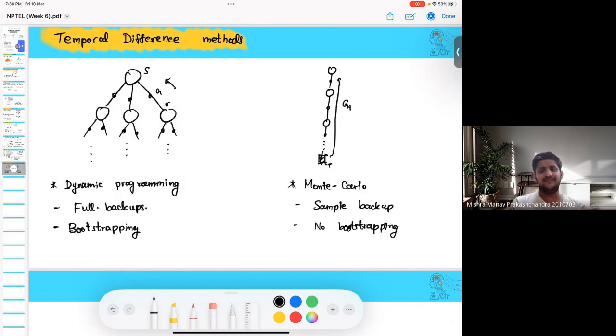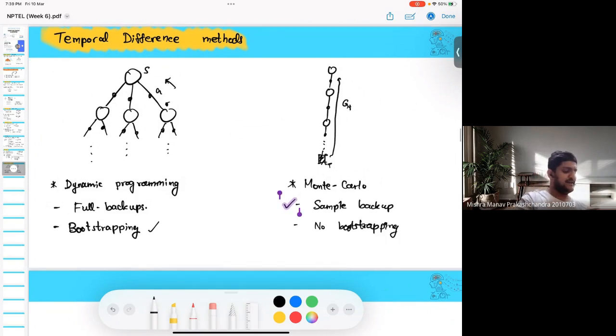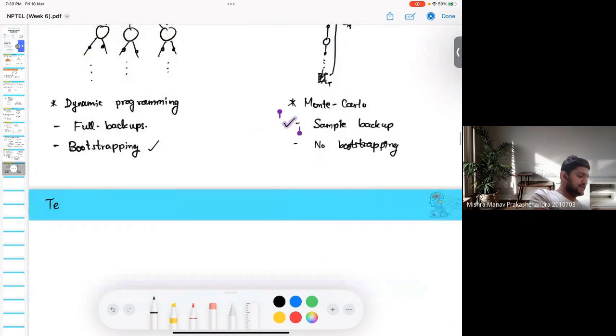Okay, so it turns out there are two good things. In Monte Carlo, sample backup is a good thing. In dynamic programming, bootstrapping is a good thing. So temporal difference basically combines the best of both. You can think of temporal difference as basically sample backups plus bootstrap. Both these combined.